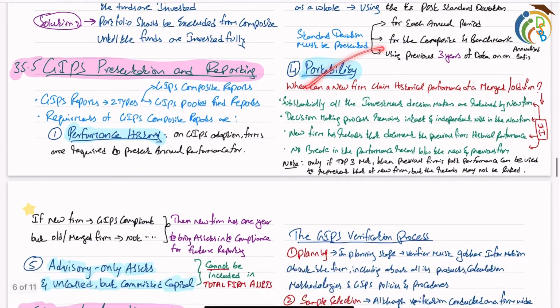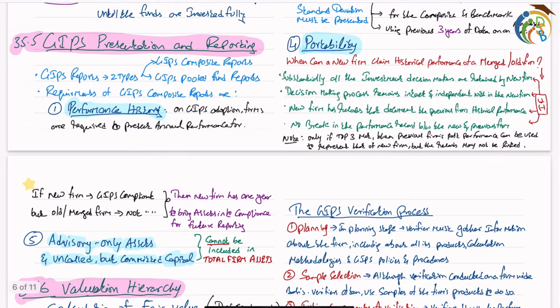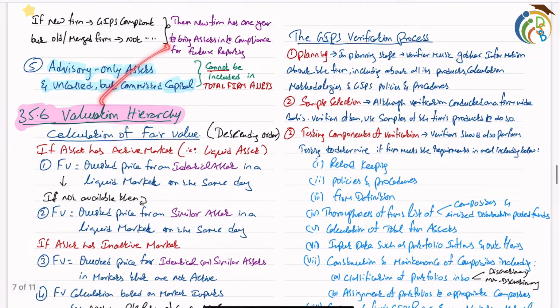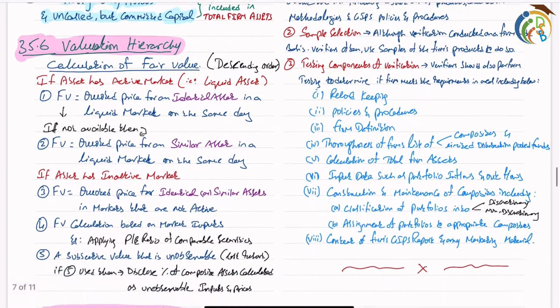Then portability means like one investment management firm got acquired by another investment management firm. So in that case, can the previous history of the merged firm be claimed by the new firm? What are the conditions that need to be followed? And advisory-only assets. In this case, the investment management firm is not managing the entire portfolio, they are just giving advisory services. So can they include it in the total firm assets? And they have some uncalled but committed capital, how do they need to treat it? So these things we will be seeing.